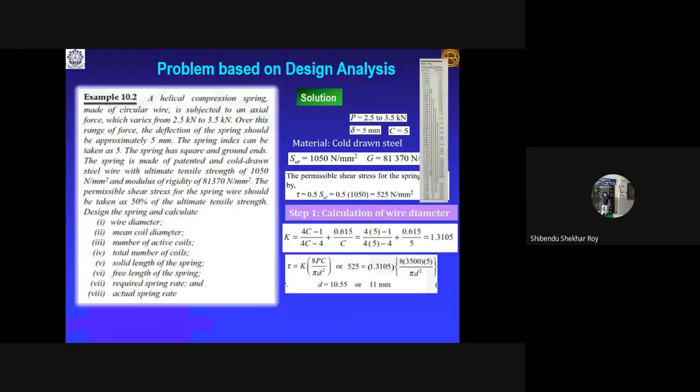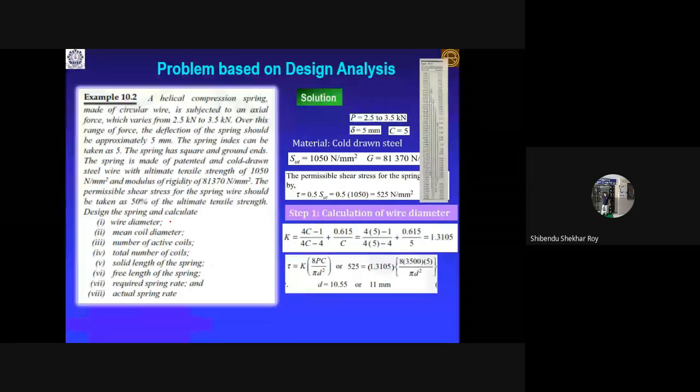Now I would like to show this numerical problem. So you can open your copy to solve this one. Otherwise, a very simple problem, you just see this. The problem statement says it is a design analysis problem. So a helical compression spring, obviously a closely coiled helical compression spring made of a circular wire, is subjected to an axial force which varies from 2.5 kilonewton to 3.5 kilonewton. Over this range of force, the deflection of the spring should be approximately 5 millimeter.